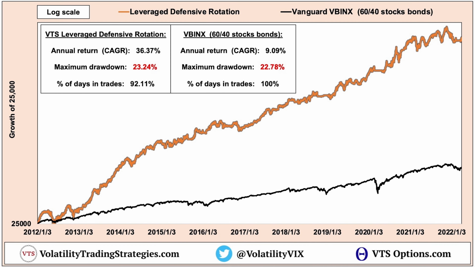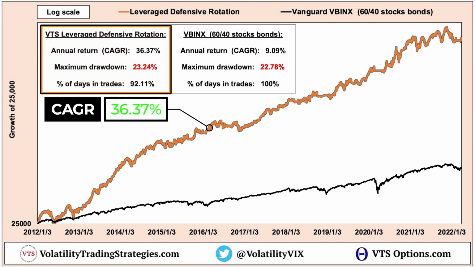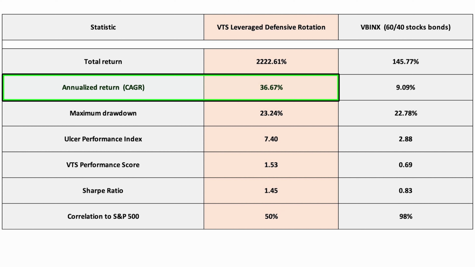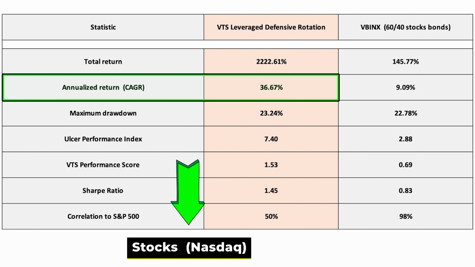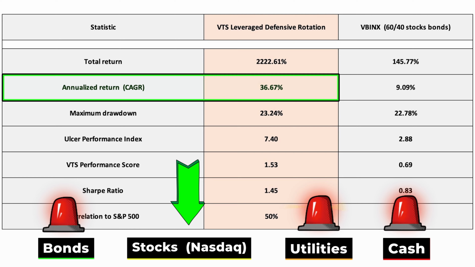Today I'm going to go over the full details of our defensive rotation strategy, which targets a higher rate of return, but still has some very effective risk management built in. This is a tactical strategy that rotates between the Nasdaq index in good times, and then either utilities, bonds, or cash for our safety positions to protect against market drawdowns.